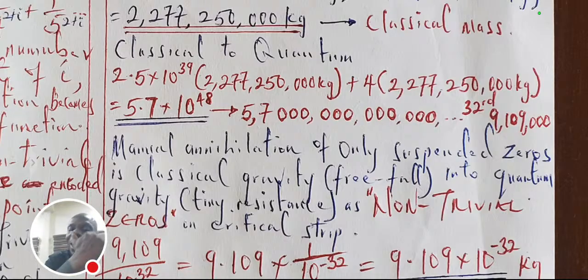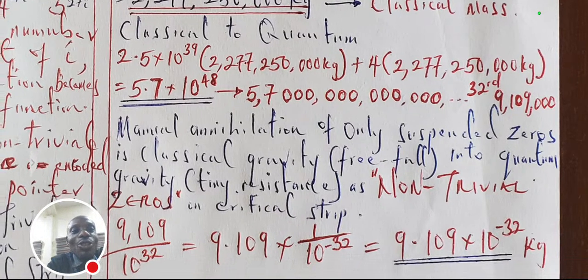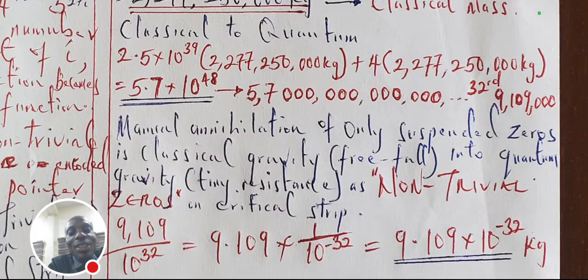You understand? So now, we have this 2.5 times 10 raised to power 39, in parentheses we have 2,277,250,000 kilograms. And so plus 4, then we open parentheses, then we have 2,277,250,000 kilograms. By the time we solve that, the answer that we're going to get will be 5.7 times 10 raised to power 48.